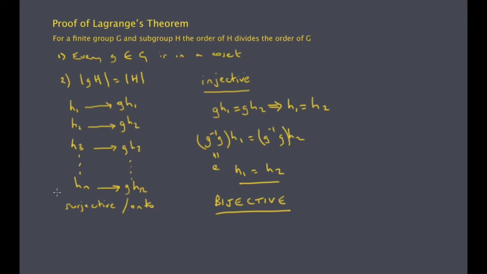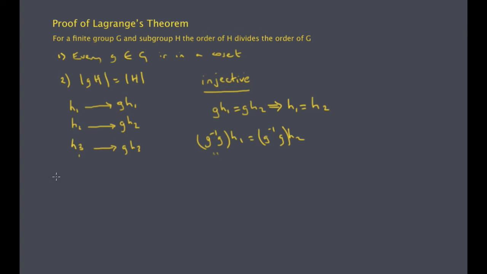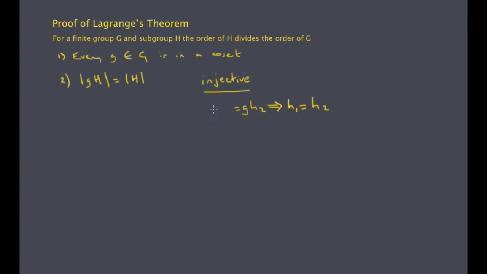Now we have one further property to prove, which is that the cosets form a disjoint union.